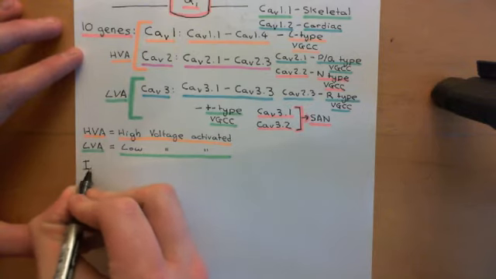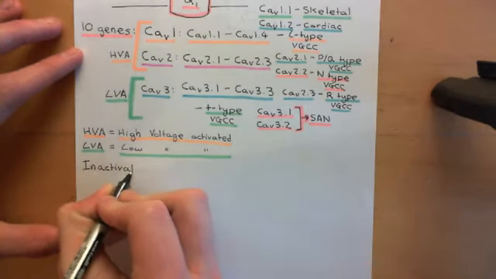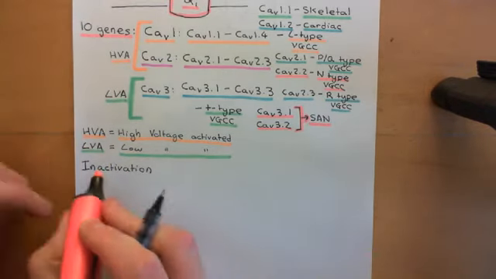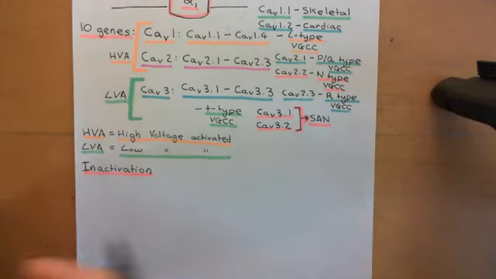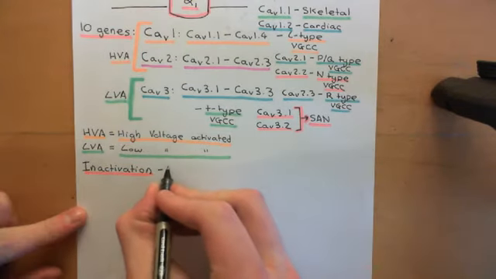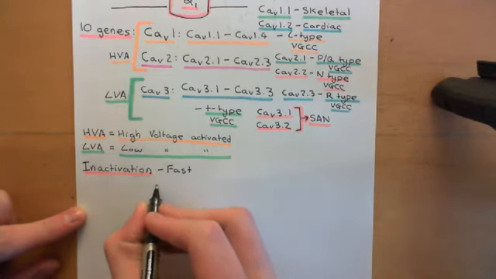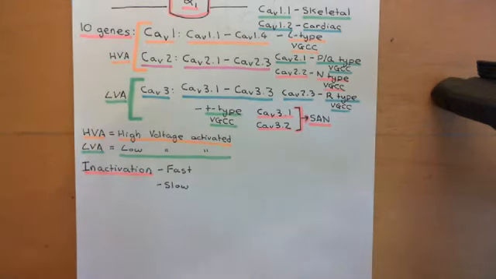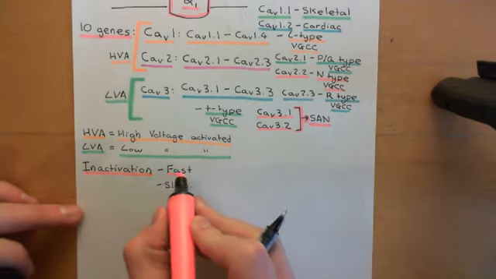Now let's talk about inactivation of voltage-gated calcium channels. Again, you have two different types of inactivation of voltage-gated calcium channels. You have fast type inactivation, or N-type inactivation, and you also have slow type inactivation. So let's discuss fast type inactivation first.